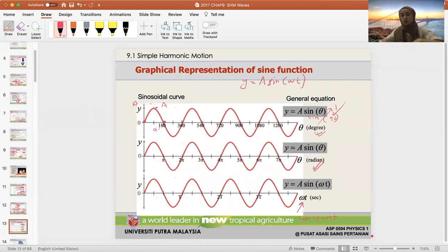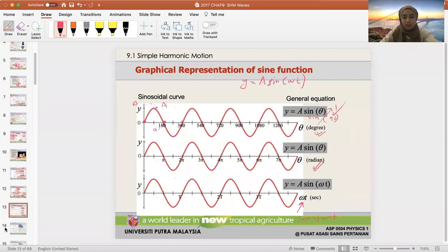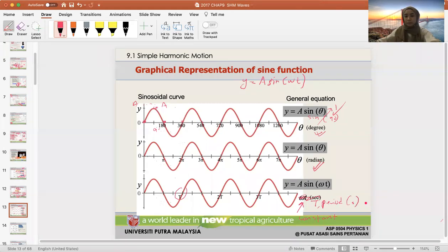Omega is assumed to be constant, it's an ideal oscillation, right? So the speed is almost always the same in an ideal situation. So if they ask you to plot with respect to omega t, you plot it with respect to t, seconds. Sorry, why do they use t? Here it's omega t. They should say it's t period. T period in seconds. Okay.